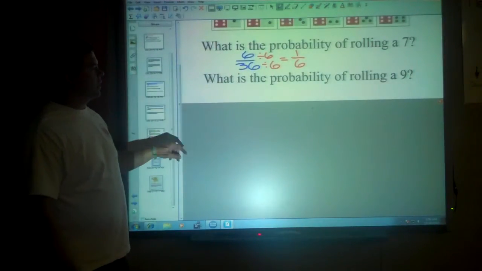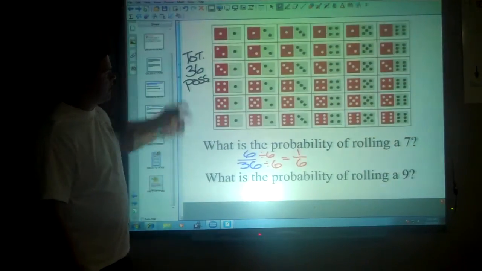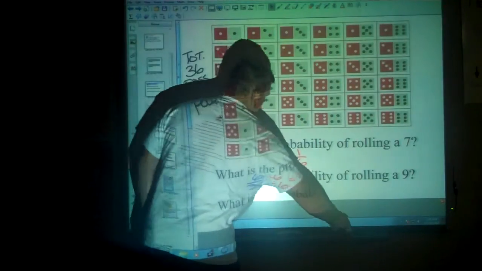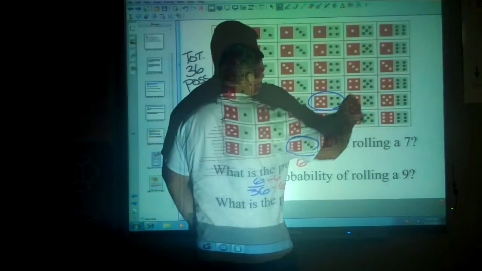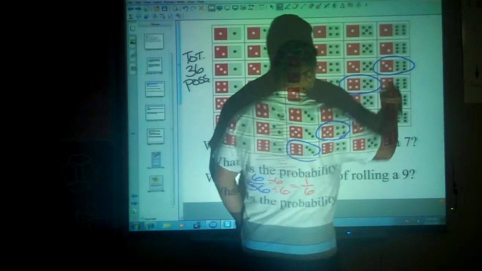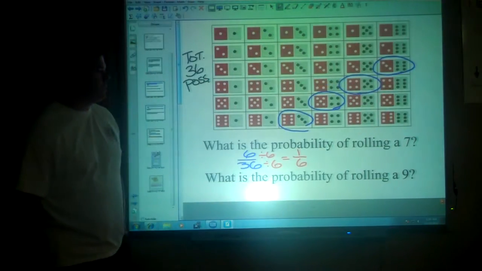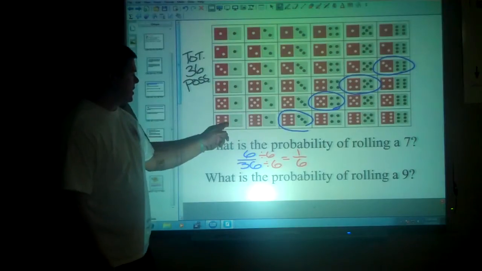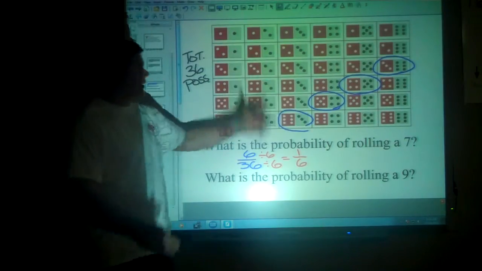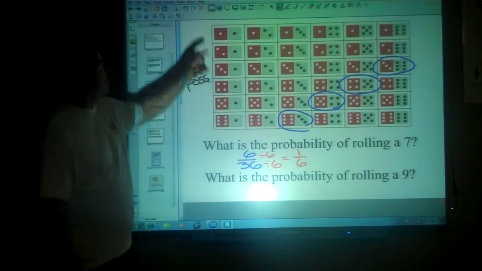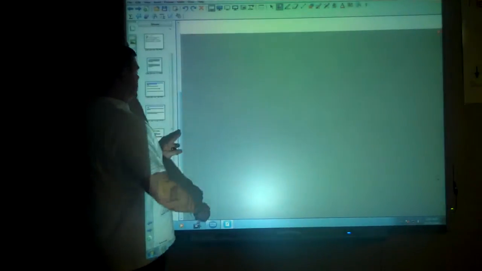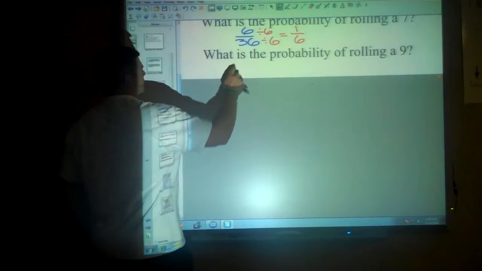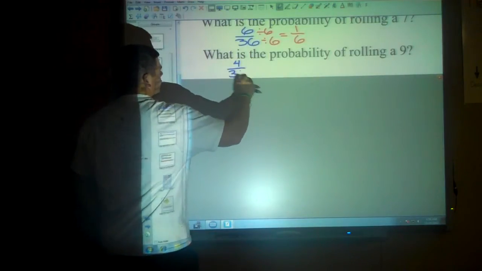What's the probability of rolling a 9? Let me go back up here. Probability of rolling a 9. 6 and 3 make 9. 5 and 4. 4 and 5. 3 and 6. Nothing else makes 9. This makes 8. That makes 7. That makes 7. 8. That's all we have. This time only 4 are favorable out of the same 36. So we would say 4 out of 36.